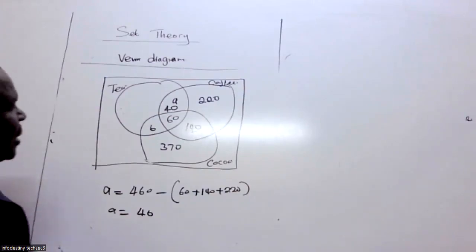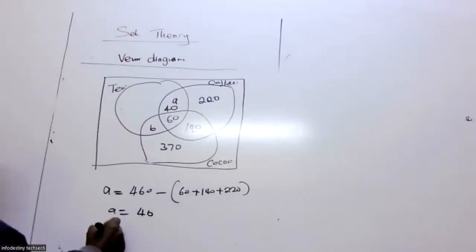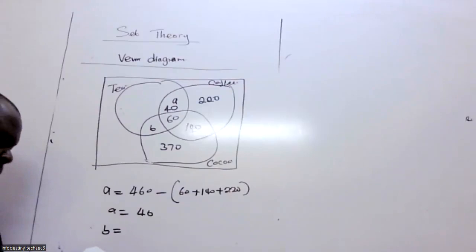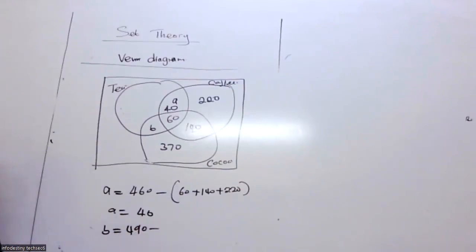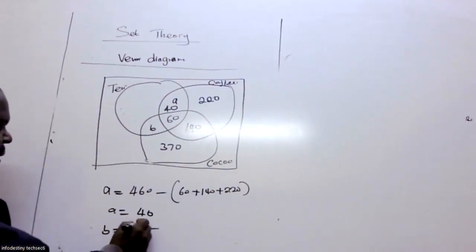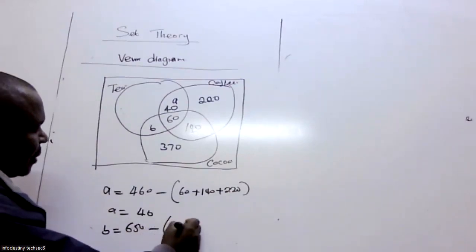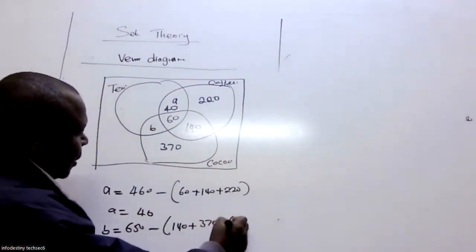Now, in this case, we can get our B also. B is the one which took tea and cocoa. So we say that B will be equal to, cocoa is 650, so it's going to be 650 minus, in bracket, 140 plus 370 plus 60.